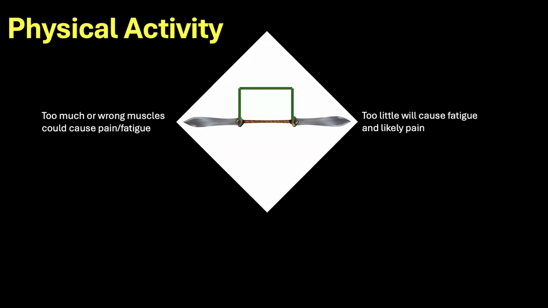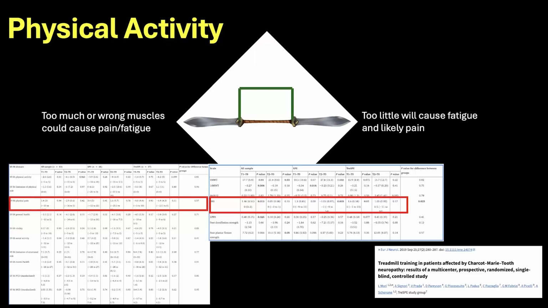But when we think about physical activity, we just talked about fatigue, we talked about pain, and these types of physical activities can be a double-edged sword. If we do too much, we have a risk of causing more pain, more fatigue, and perhaps even damaging our muscles, tripping, falling, those kinds of things. But if we don't do enough, then we're certainly going to develop fatigue, and we're more than likely going to develop pain on top of that.